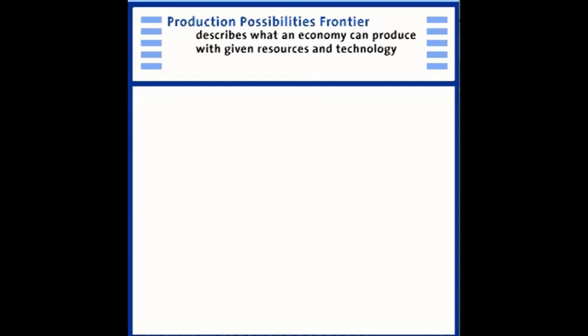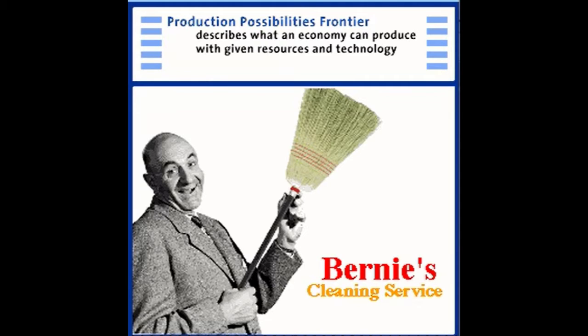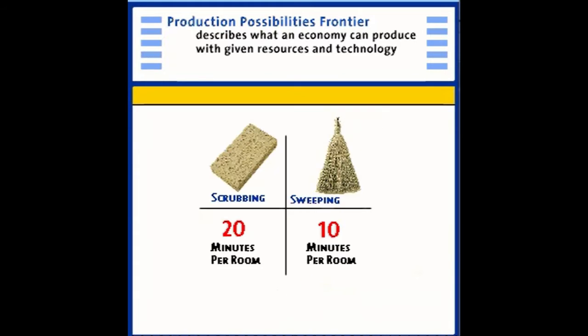In the next lesson, we'll be introducing a potential cleaning partner for Bernie and show how cooperation can increase the wealth of both cleaners. But first, let's look at Bernie. Bernie has a service that provides two cleaning chores. Bernie scrubs rooms and Bernie sweeps rooms. The first thing that we want to do is explore Bernie's technology. That is, what is Bernie able to do?